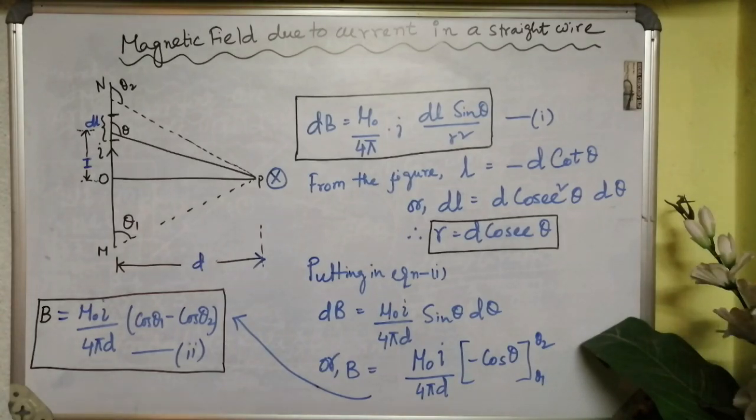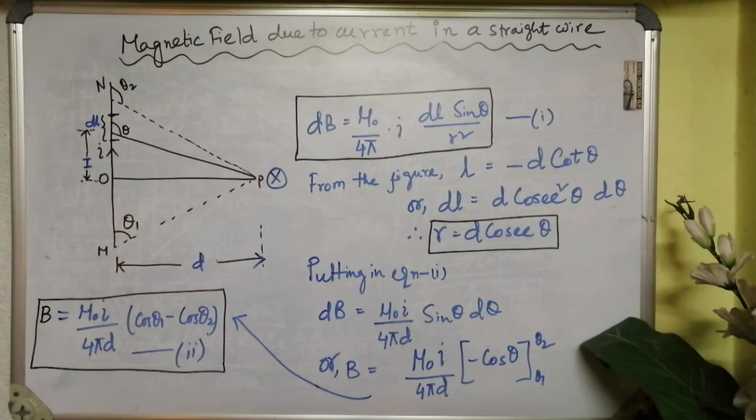Now the direction of the field is determined by the vector dl cross r. It is perpendicular to the plane of the diagram and going into it. The direction of the field is the same for all elements of the wire, and hence the net field due to the wire MN is obtained by integrating equation 1 under proper limits.